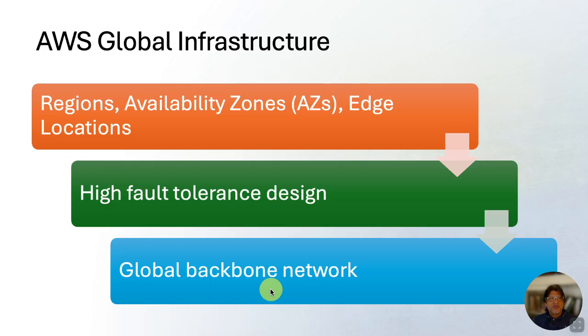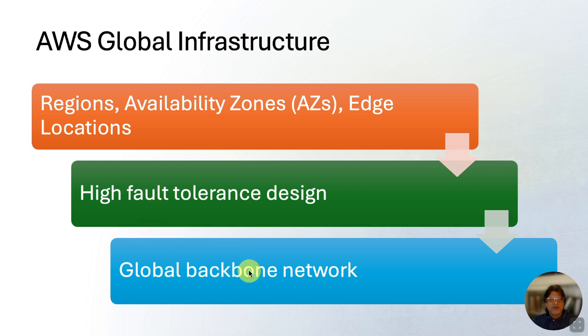In terms of the global infrastructure, they do cover zones or regions all over the world. Most of the regions have multiple availability zones, and they have edge locations as well. Edge locations are basically locations from which you can stream information, like how Netflix does, for example, right? They have a highly fault tolerant design to ensure that your service is up and running as much as possible.